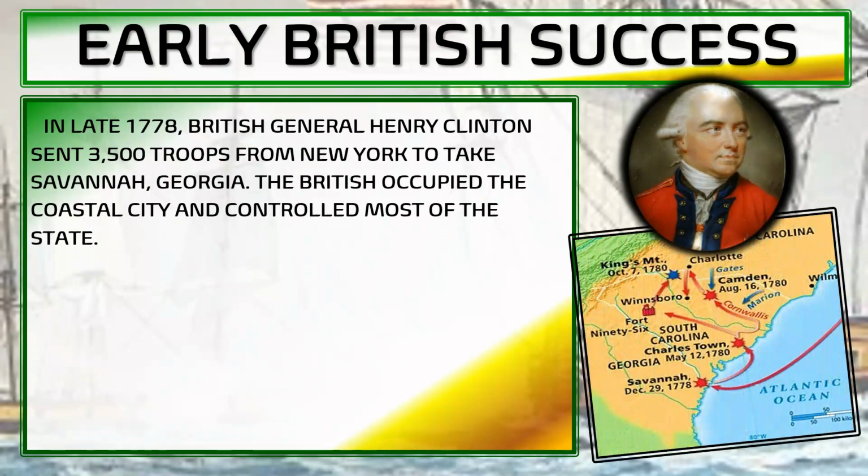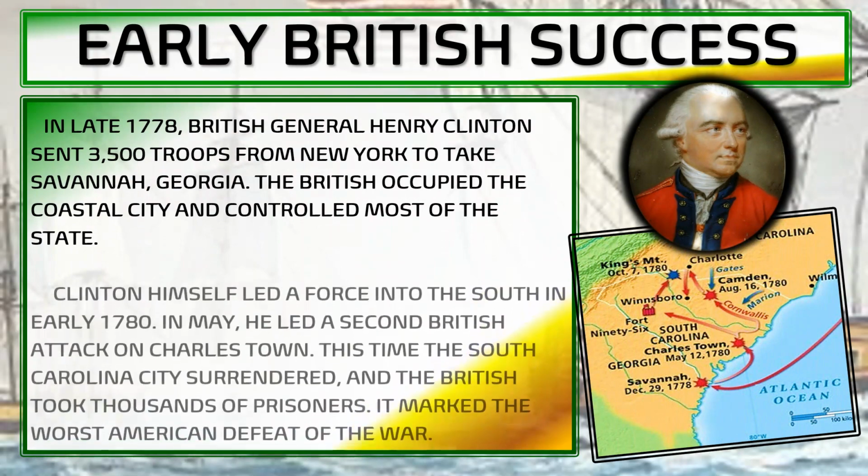Early British success. In late 1778, British General Henry Clinton sent 3,500 troops from New York to take Savannah, Georgia. The British occupied the coastal city and controlled most of the state. You can see on the map, Savannah there.